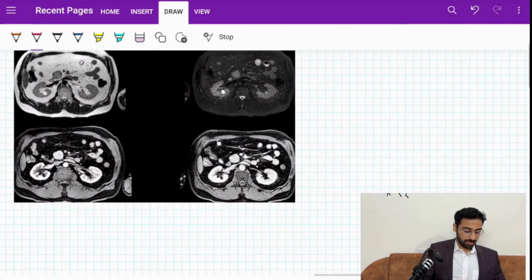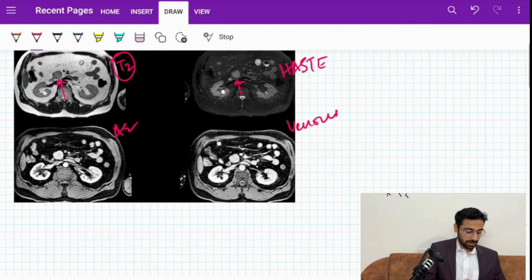This is the MRI image of the same patient. We can see here the T2 weighted image. We can see a T2 heterogeneous lesion involving the head of the pancreas. This is the HASTE T2 weighted fat sat. Again, similar lesion. On the arterial and the venous phase, we can see that the lesion is brilliantly enhancing and there is no washout.